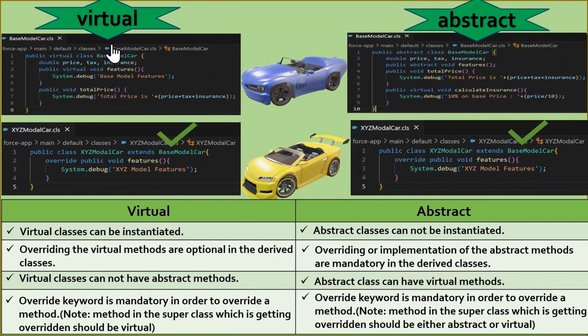Please note that there is no hard rule for choosing virtual and abstract keywords for the base class. It all depends on our requirements. For example, if we have base implementation for all the methods of the class and we would want to allow that class to be extended, then we go with virtual keyword so that it can be instantiated with the base logic. And if we don't have base implementation for any of the method like this feature method over here, and you want to force the implementation of this method in the derived classes, then we go with the abstract keyword.